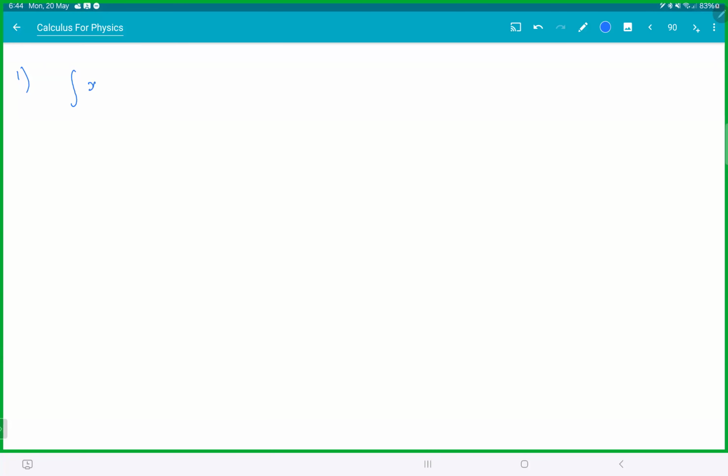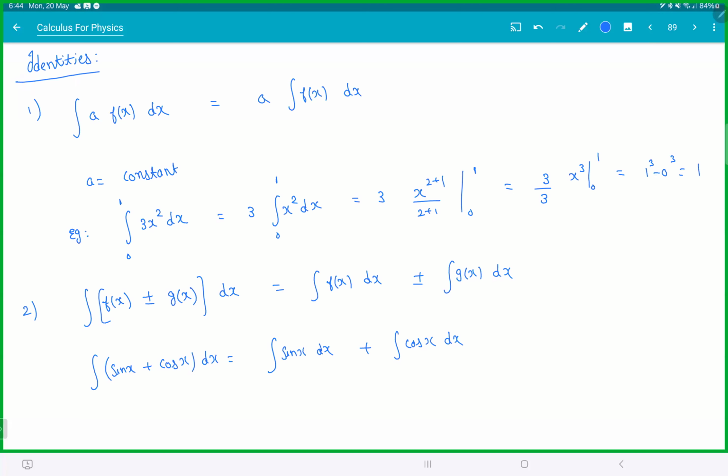So integral x cube dx. So I couldn't write down the second formula. Could you, sir? Write down, write down. Yeah, okay, thank you, sir.